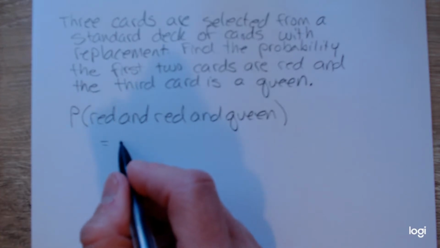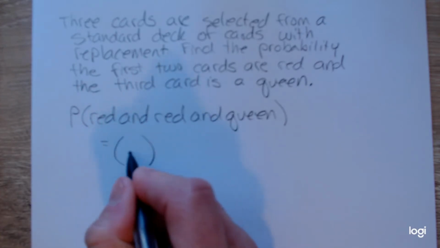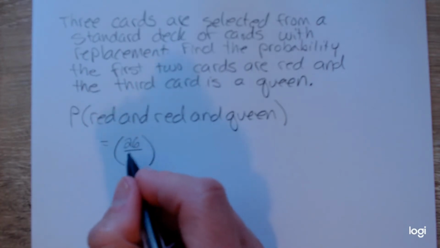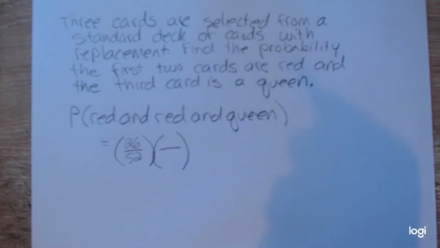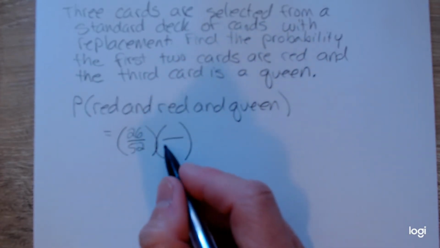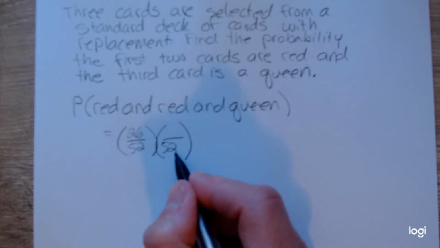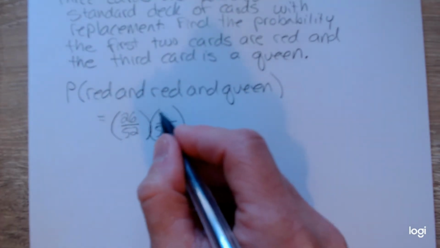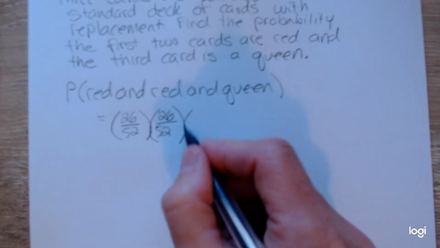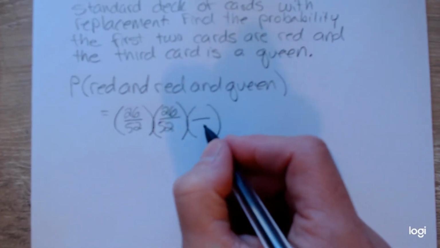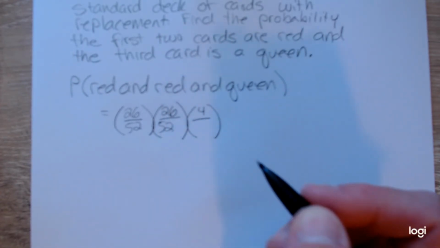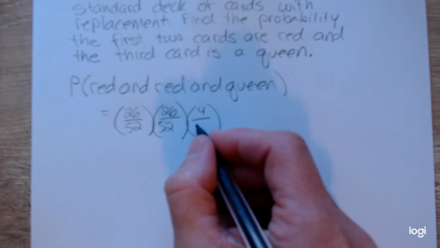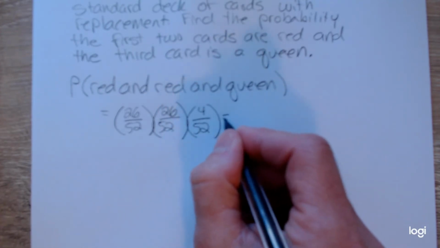It's going to be the probability we get a red card, and half the deck is red, so that's 26 out of 52, times the probability we get another red, and since the first card was put back, the denominator is not reduced. And again, that would be 26 red cards out of 52, times the probability we get a queen. Now in a deck of cards there are 4 queens, 1 for each suit, and again we aren't reducing the sample space with replacement, so that denominator again is 52.